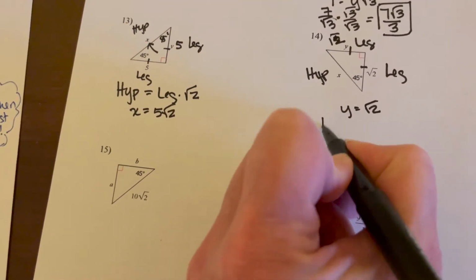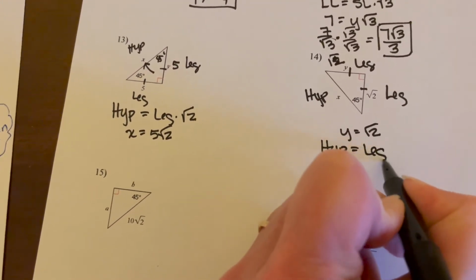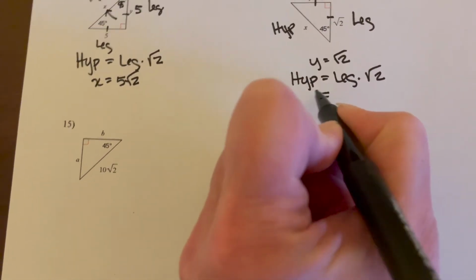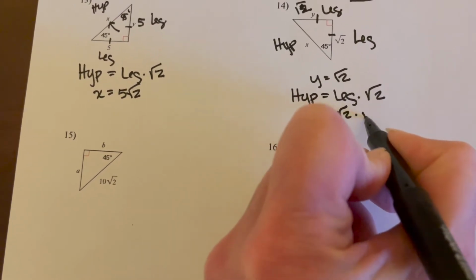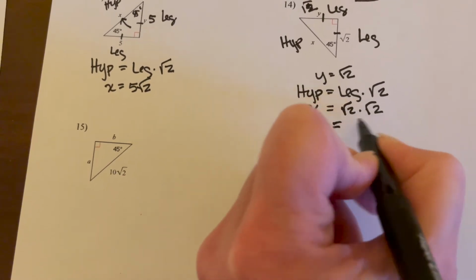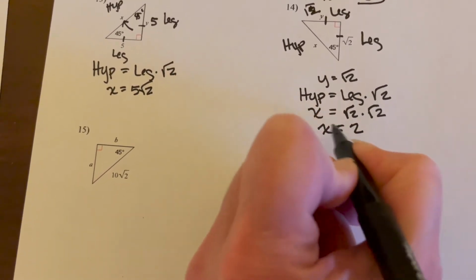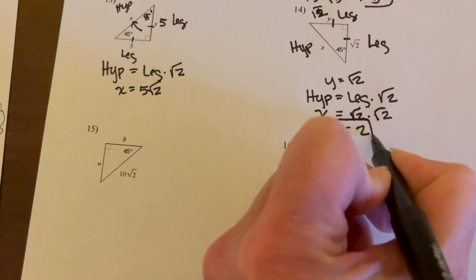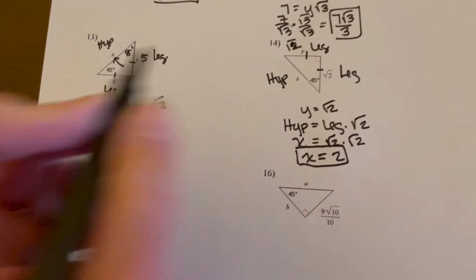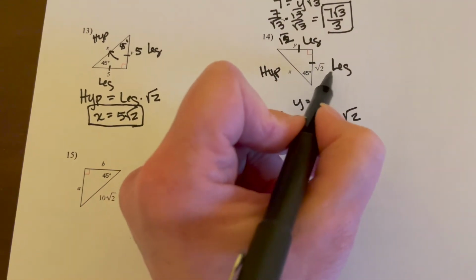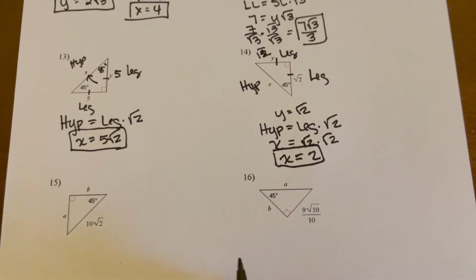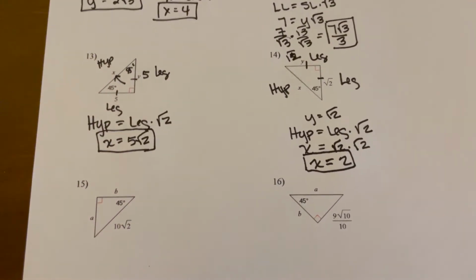And then the hypotenuse is equal to the leg times root 2. So the hypotenuse, x, is equal to root 2 times root 2, which is the square root of 4, or you can think of it as the radical goes away, but you get x equals 2. So don't get confused when they give you a radical for the leg instead of a whole number for the leg. The root 2 is not always going to be in the place of the hypotenuse.